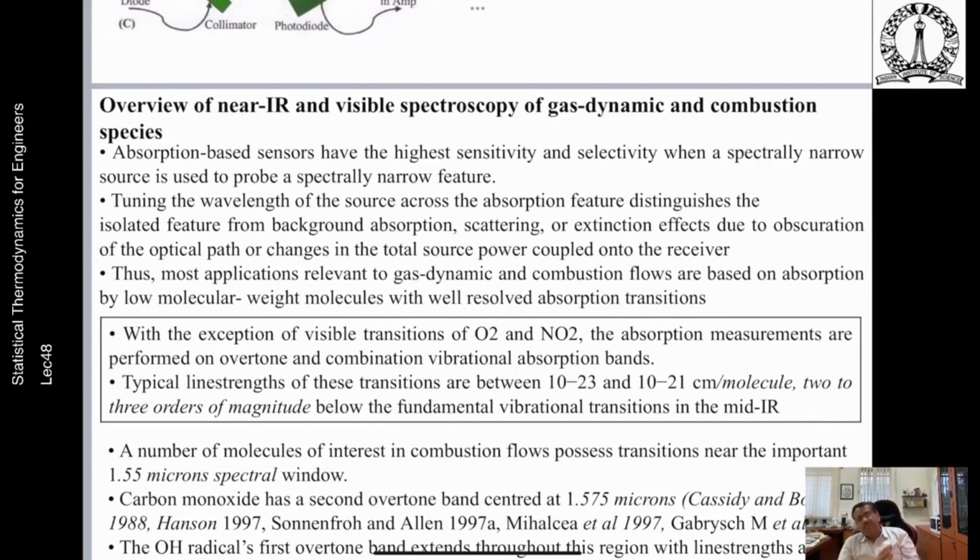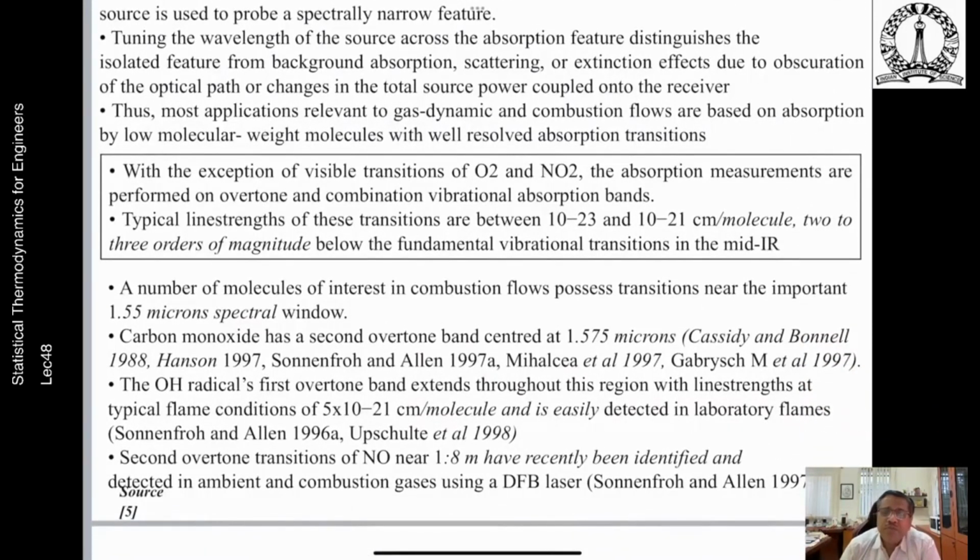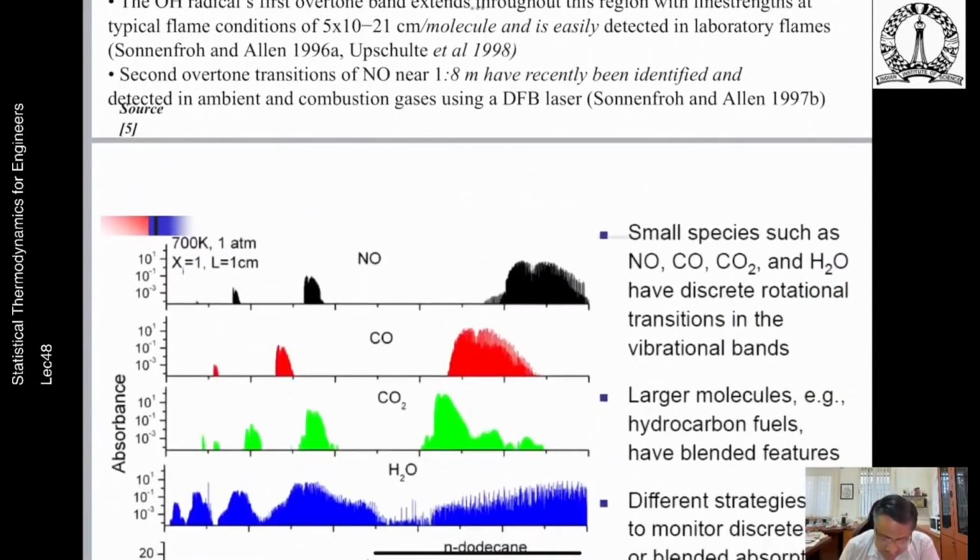Most applications relevant to gas dynamics and combustion flows are based on absorption by low molecular weight molecules with well-resolved absorption transitions. With the exception of visible transitions of O2 and NO2, the absorption measurements are performed on overtone and combination vibrational absorption bands. Typical line strengths of these absorptions are between 10 to 20 centimeter per molecule. Many molecules of interest in combustion flows possess transitions near the 1.55 micron window, so a lot of these measurements are quite easily available.